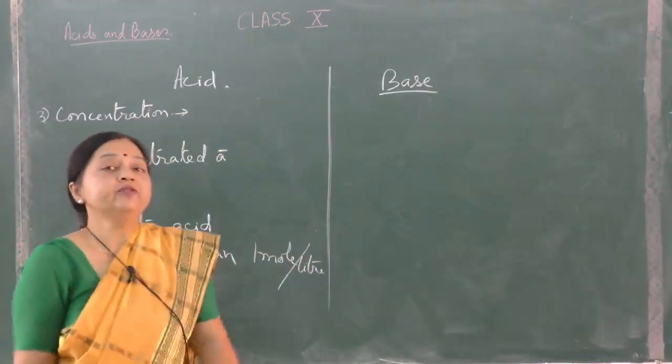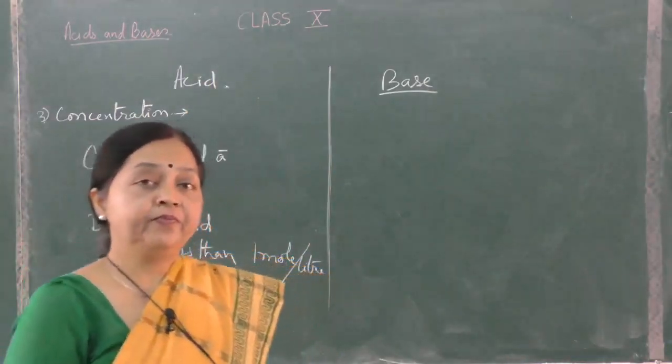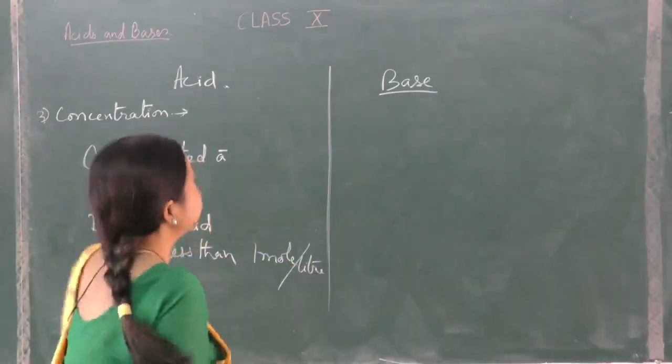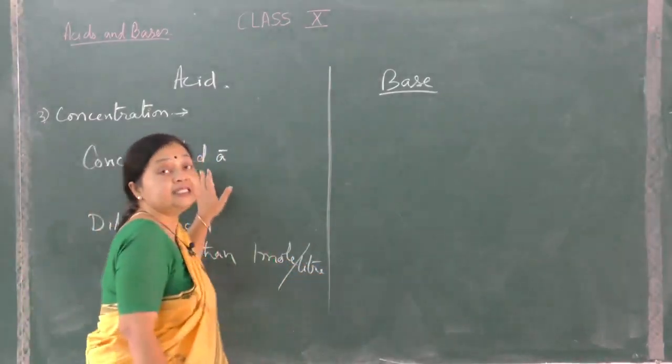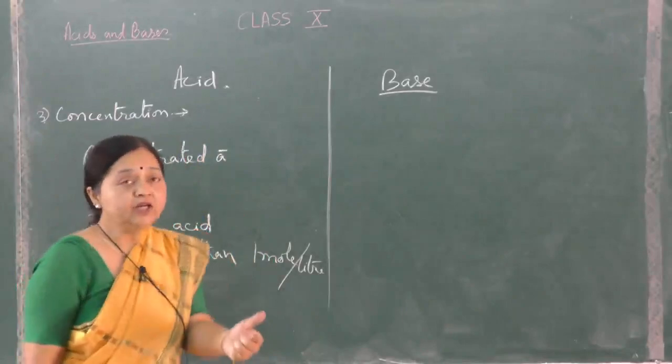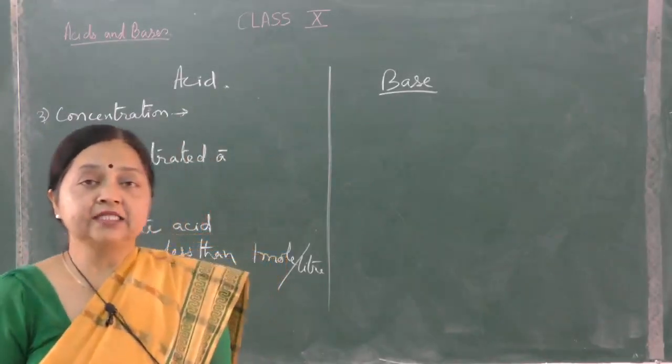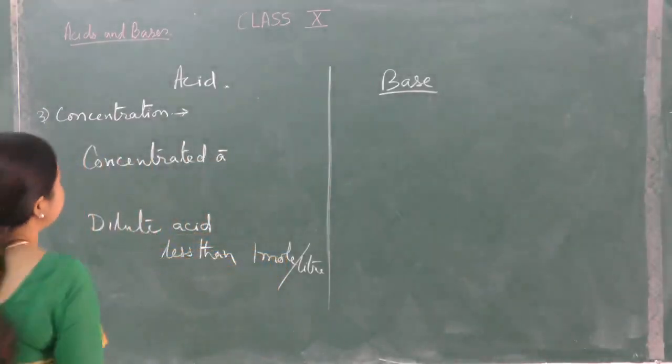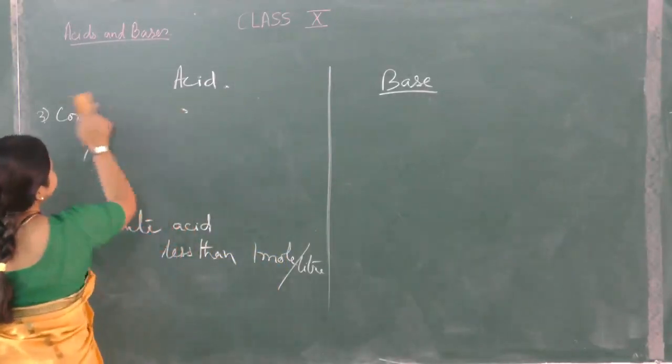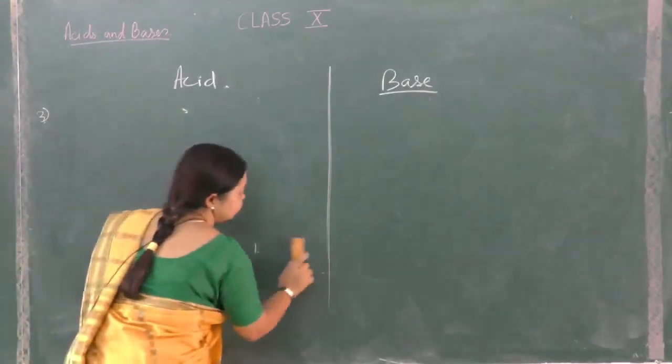Do not confuse concentration and strength. Strength is a totally different concept. A concentrated acid can be a weak acid and a dilute acid can be a strong acid also. So now we will talk about the strength. The next classification is strength of the acid.